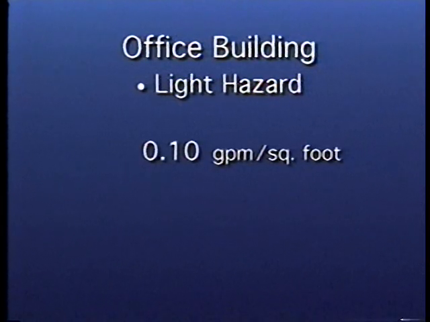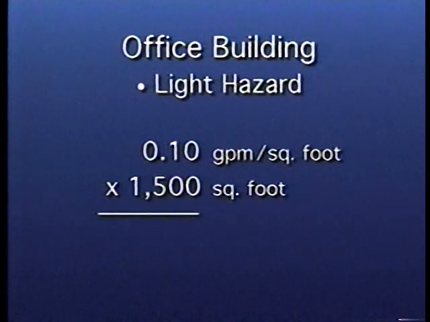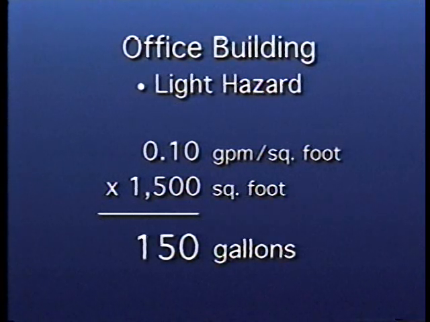Let's consider an example of a typical office building. The hazard classification is light. Using the area density curves of NFPA 13, a typical design would be 0.1 gallons per minute per square foot over an area of 1,500 square feet. This would yield a water supply demand for the sprinkler system of 0.1 gallons per minute per square foot times 1,500 square feet, or 150 gallons per minute.